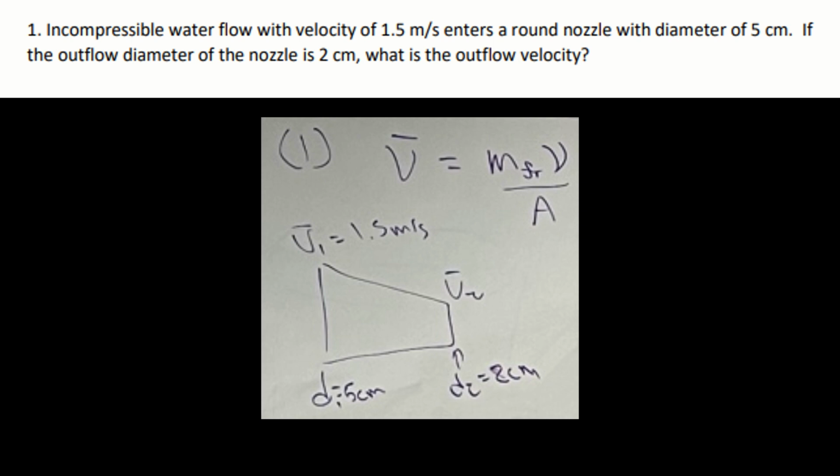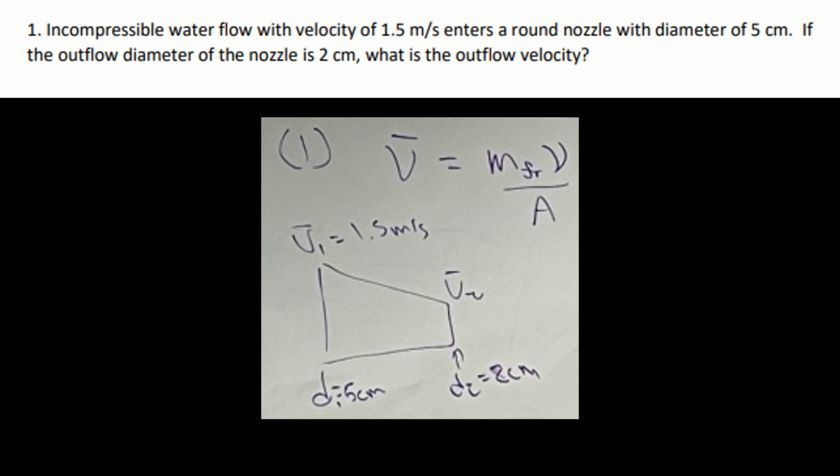Well, think of this nozzle as the entrance, or where we're inputting our water, has a larger diameter of 5 centimeters and then tapers off toward the outflow end that has 2 centimeters in diameter. And the inflow has an initial V bar, or velocity, of 1.5 meters per second. And what we're calculating is the outflow velocity, V bar 2.